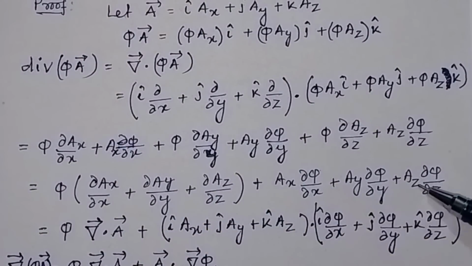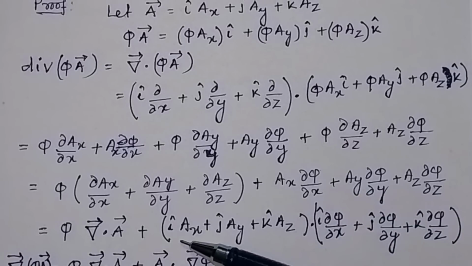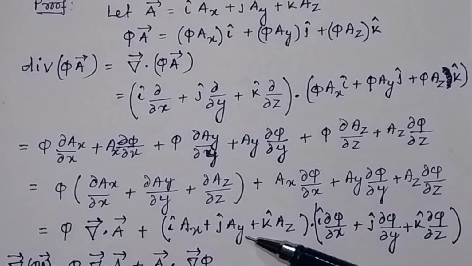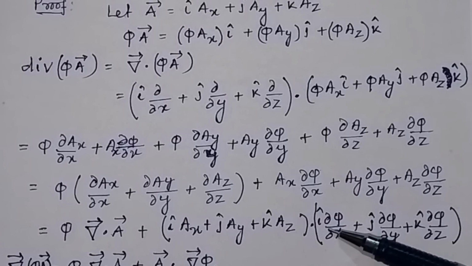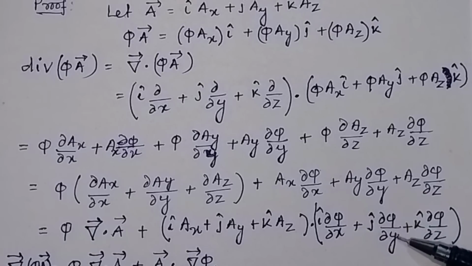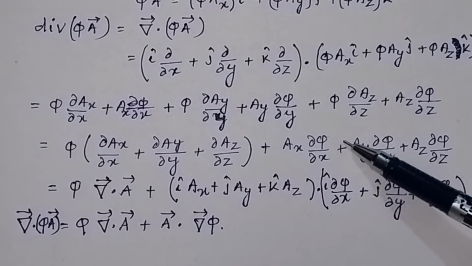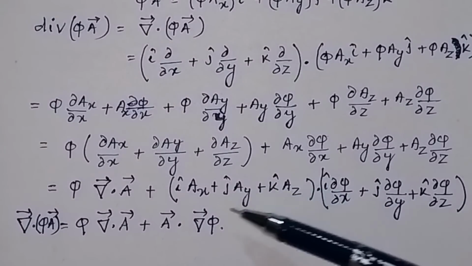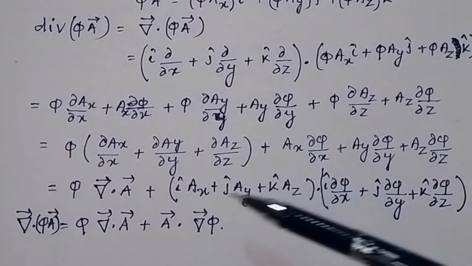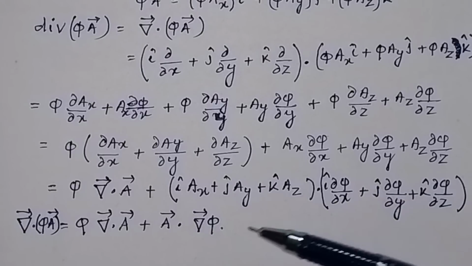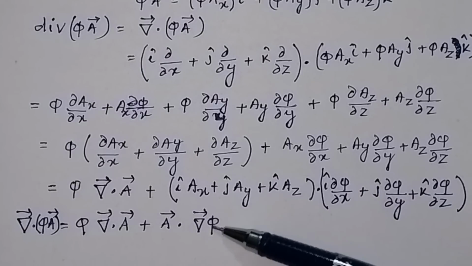Then what will be this one? This one can be written like this: i cap Ax plus j cap Ay plus k cap Az dot i cap partial derivative of phi with respect to x plus j cap partial derivative of phi with respect to y plus k cap partial derivative of phi with respect to z. If you take the dot product of this and this, you will get this, and this is nothing but the vector A, and this is nothing but del of phi. That means this is the grad phi.